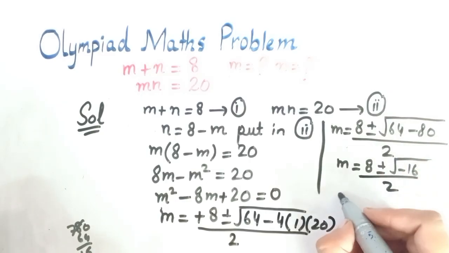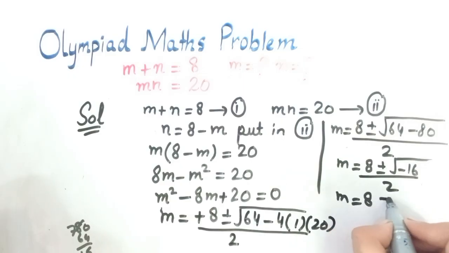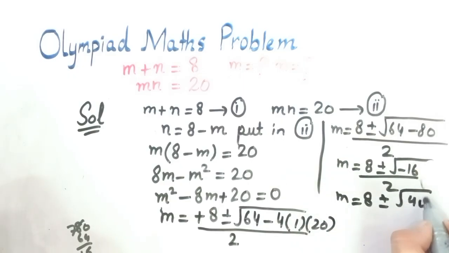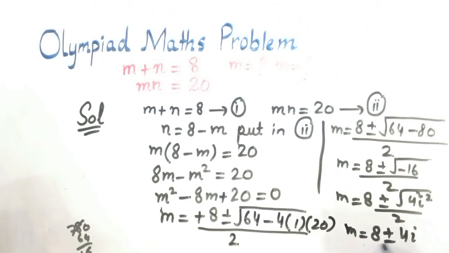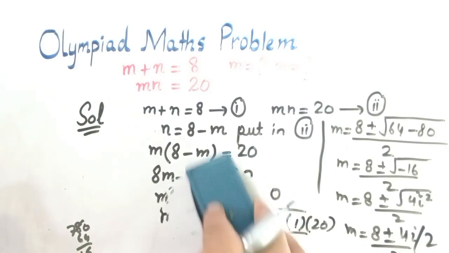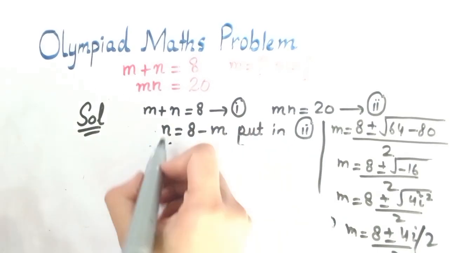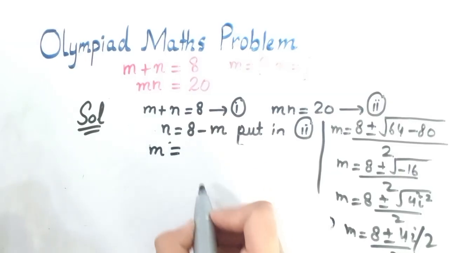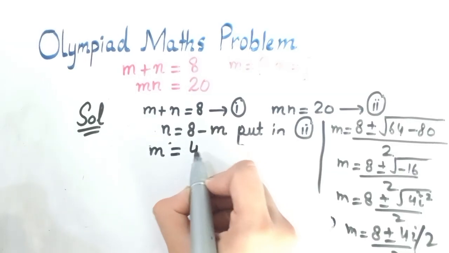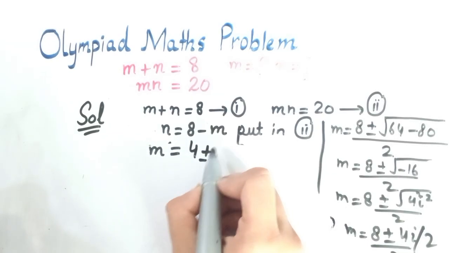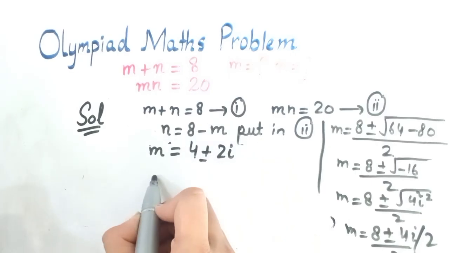In the next step we will substitute iota. So 8 plus minus root of 4 iota square, that is 4 square, divided by 2. So m equals 8 plus minus 4 iota divided by 2. Now we will write its value here: m equals 4 plus minus 2 iota. So this is the value of m.